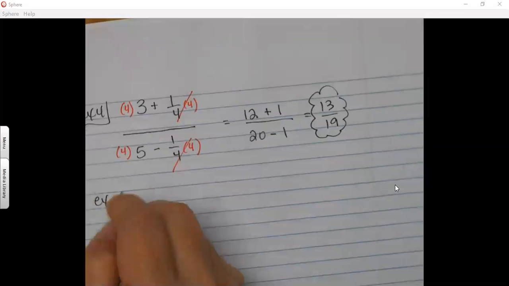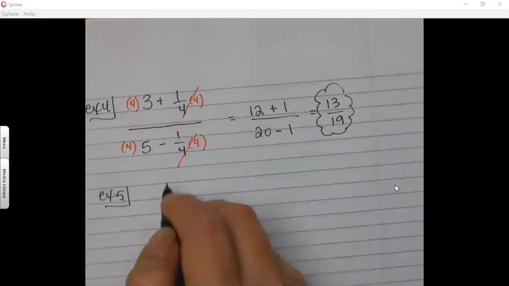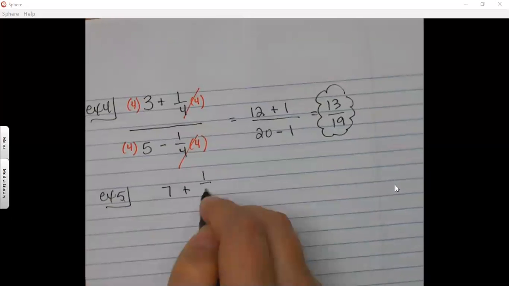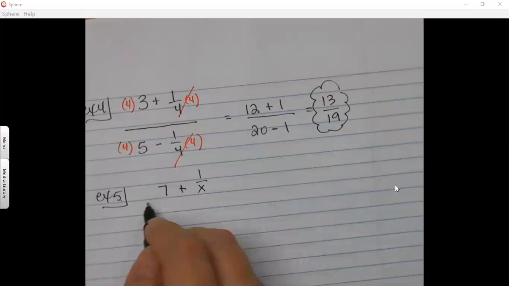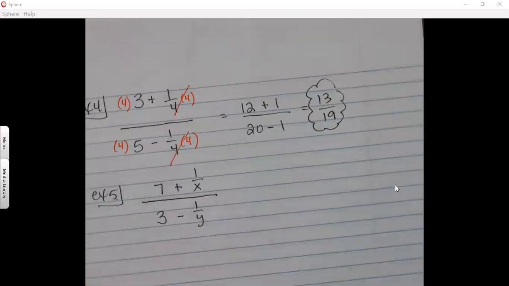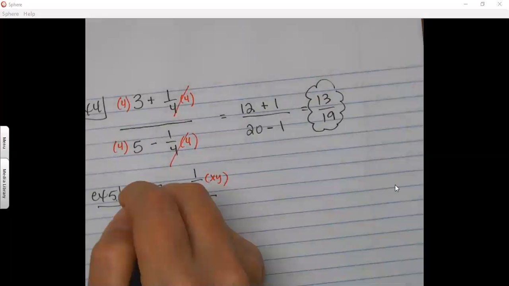Let's do another one. 7 plus 1 divided by x, quantity divided by 3 minus 1 divided by y. What is your least common denominator? x, y. So I'm going to multiply every term by xy.